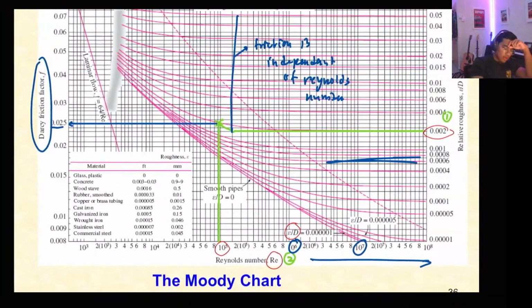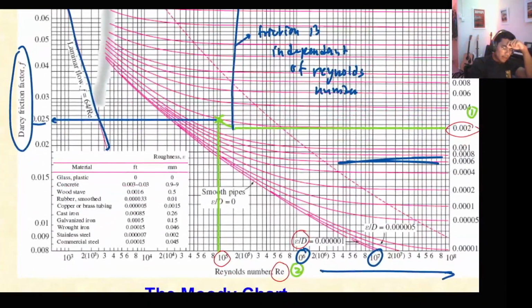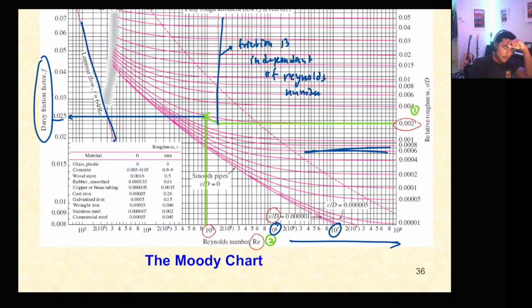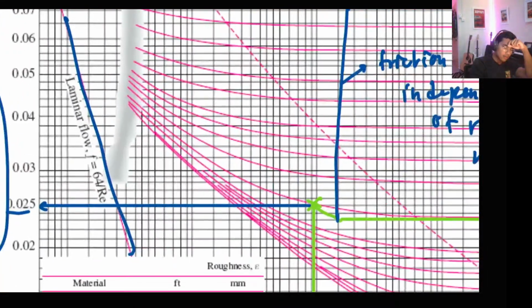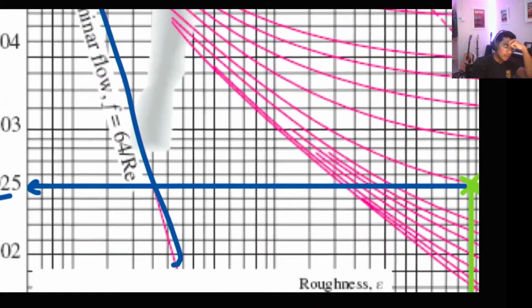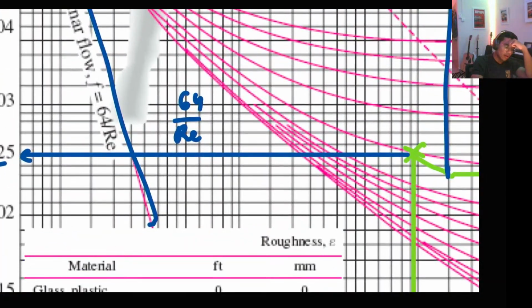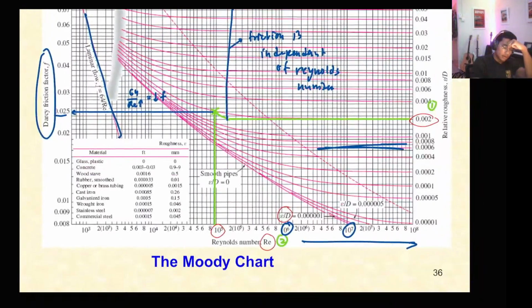So what it means is, if you observe the laminar flow here, the higher the Reynolds number, the lower the friction factor, because it is inversely proportional. 64 over Re is inversely proportional. The higher the Reynolds number, the lower the friction factor.